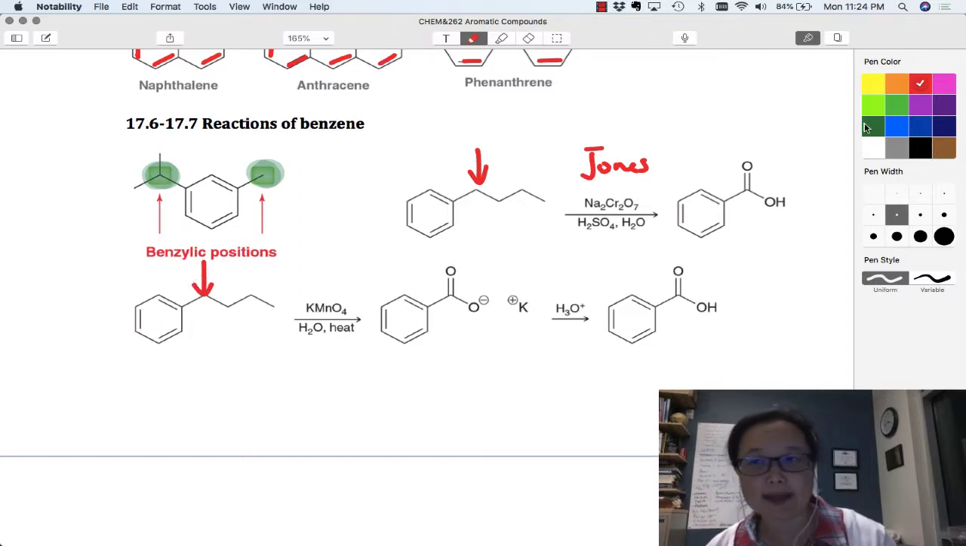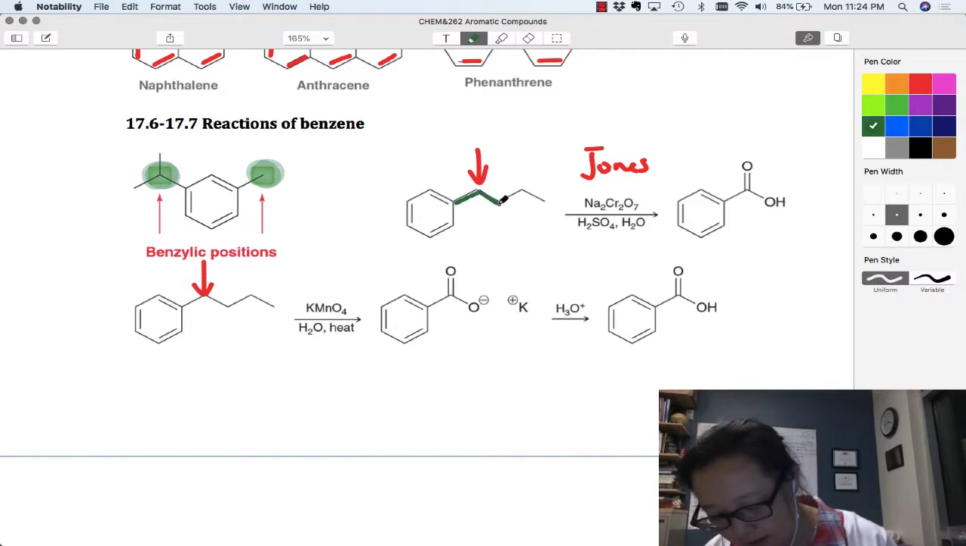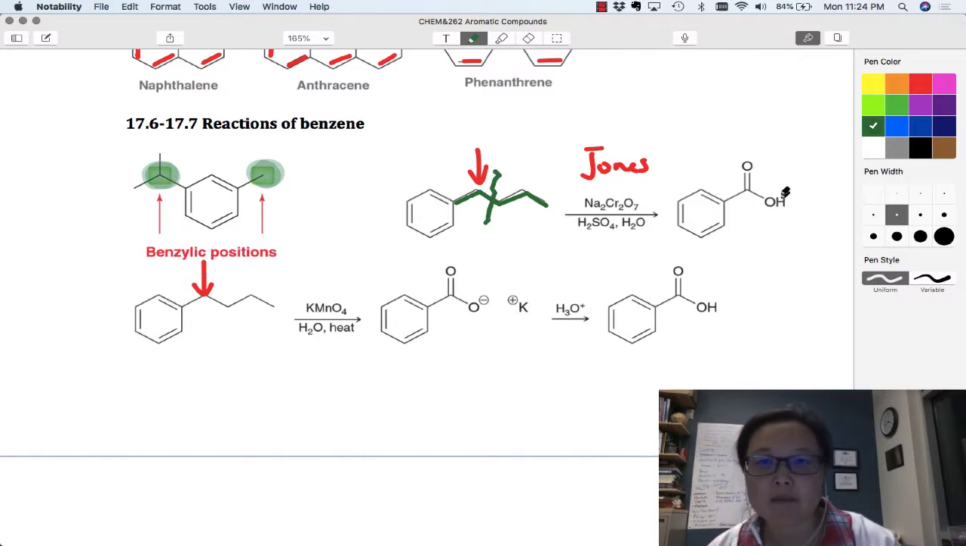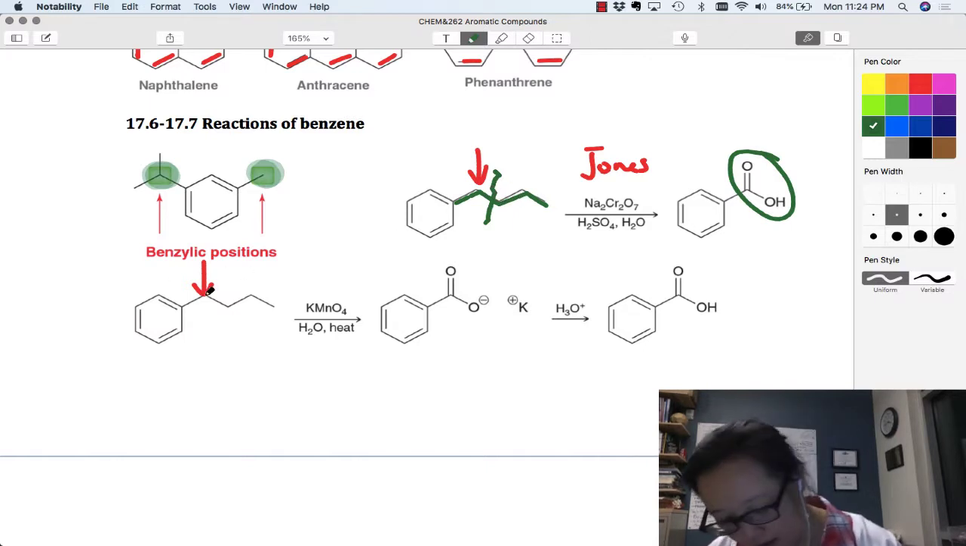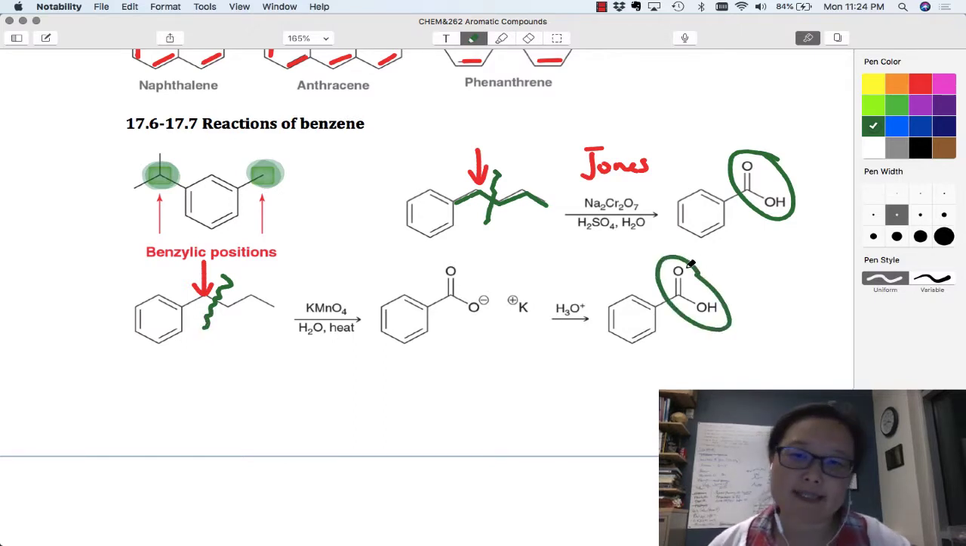And what I mean by that is it's going to cleave it. See this long R group here? It's just going to break it off, and we're going to make a carboxylic acid there to replace the big R group. So same thing here. At this position, we'll get some oxidative cleavage, and we will end up with a carboxylic acid there.